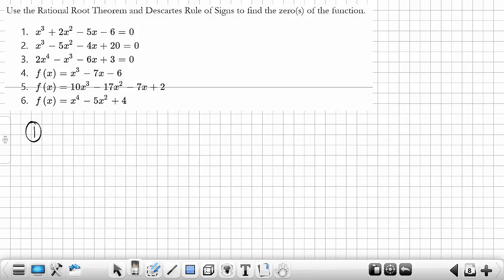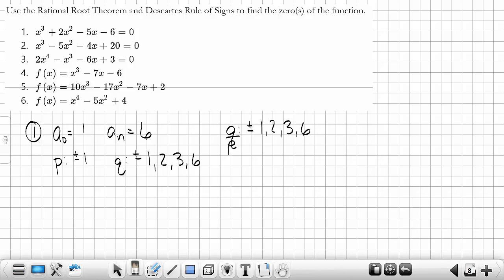Number 1, our a sub naught is 1 and our a sub n is 6. So therefore our p values are plus or minus 1. Our q values are plus or minus 1, 2, 3, and 6. Those are our factors of 6. So our q over p possibilities are simply 1 over 1, 2 over 1, 3 over 1, and 6 over 1. So it's going to be 1, 2, 3, 6.